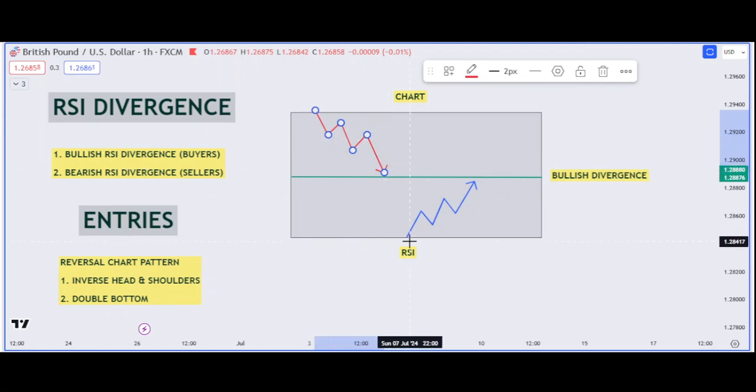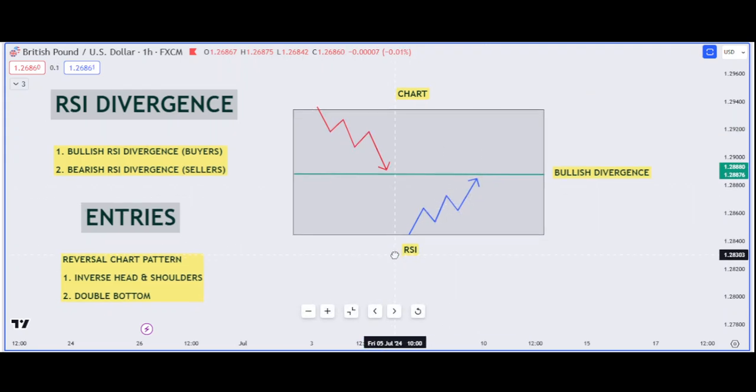But in a situation whereby on your RSI indicator, the structure is higher low, higher high, higher low, higher high. This means the buyers are the ones dominating on the RSI indicator. That is a sign that the buyers are about to take charge of the market. When you see that on your live chart you are seeing a bearish structure, and on the RSI you are seeing a bullish structure, that is RSI divergence. Simple as ABC.